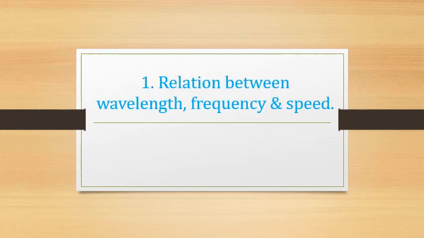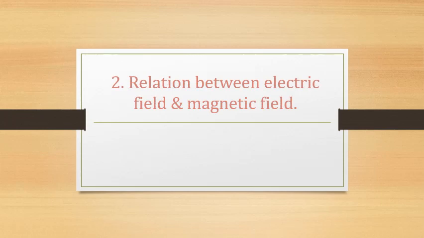First one, the relation between wavelength, frequency and speed is c equals lambda f, where lambda is wavelength and f is frequency. Second, relation between electric field and magnetic field. The relation between electric field and magnetic field is E by B equals c.